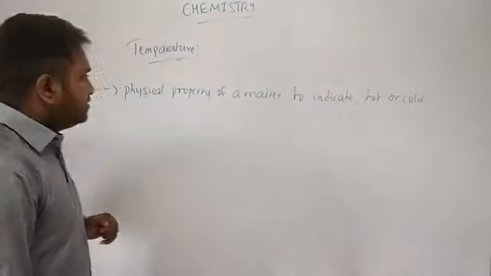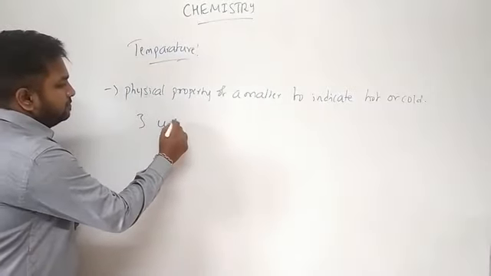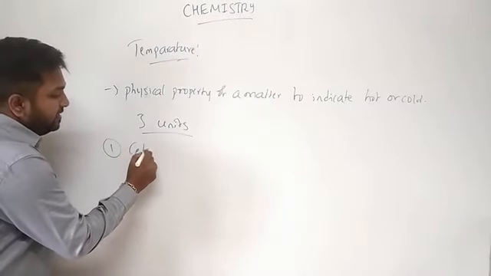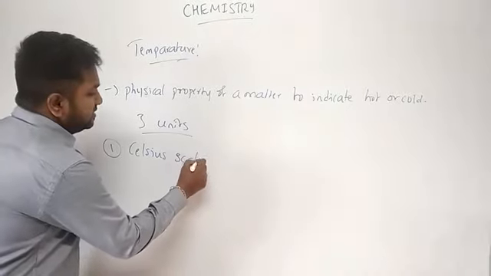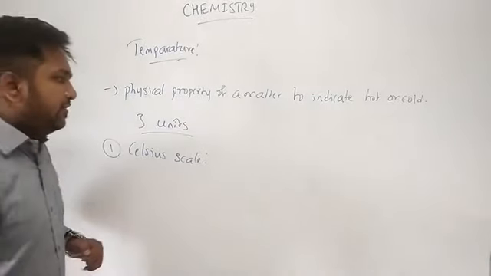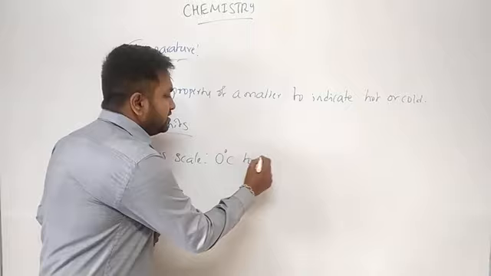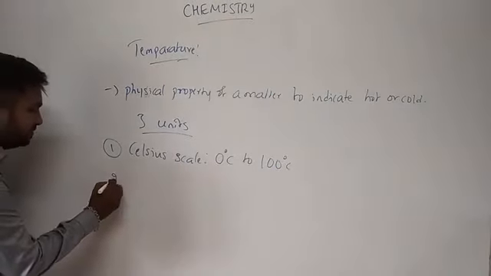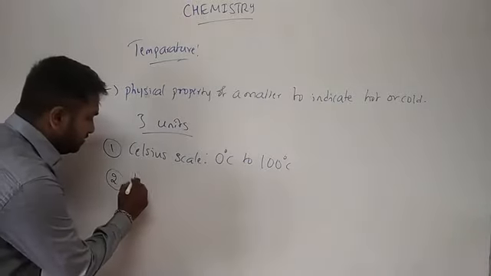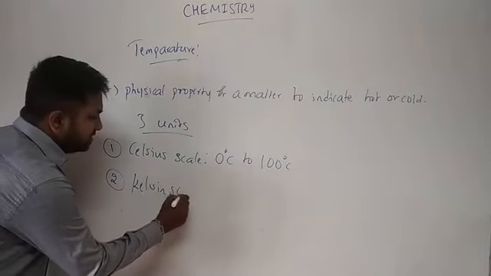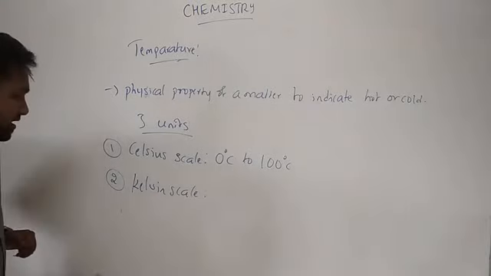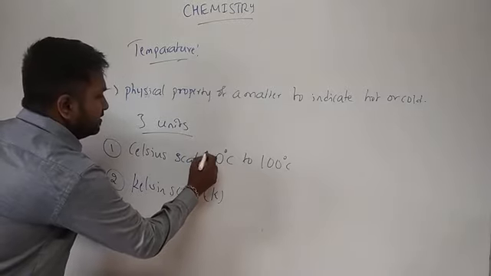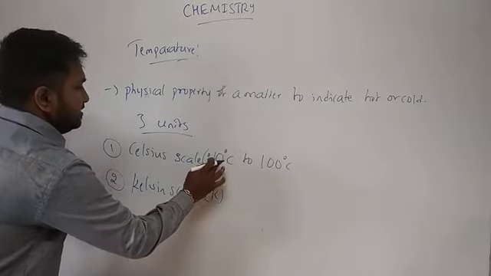Clear? So we have 3 units to measure it. One is degrees Celsius, that is the Celsius scale. We have units from 0 degrees Celsius to 100 degrees Celsius, that is the melting point and boiling point of water. Second one is the Kelvin scale, which is indicated by K, and this is indicated by C. Clear?